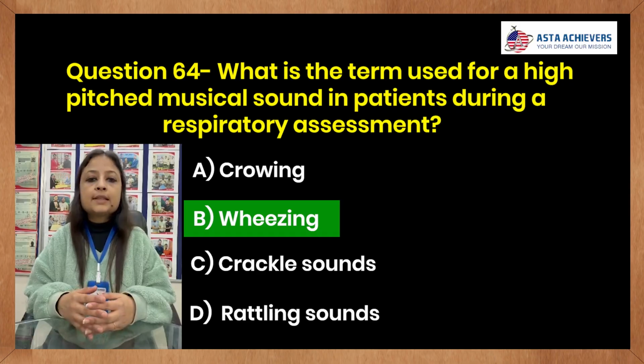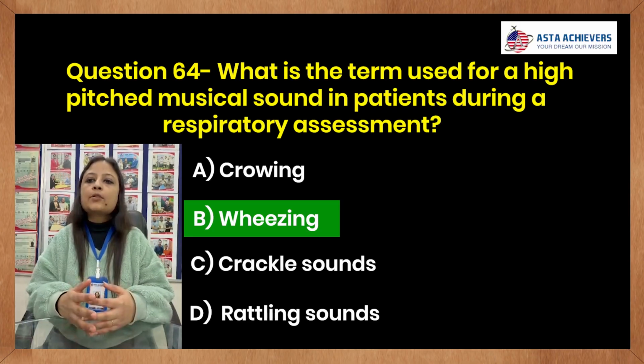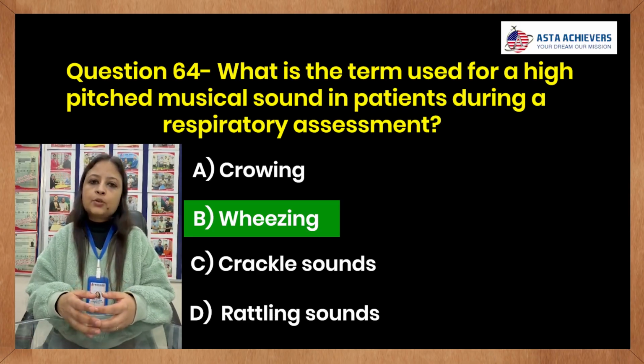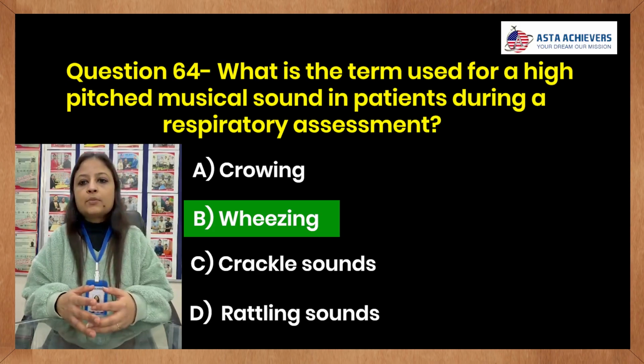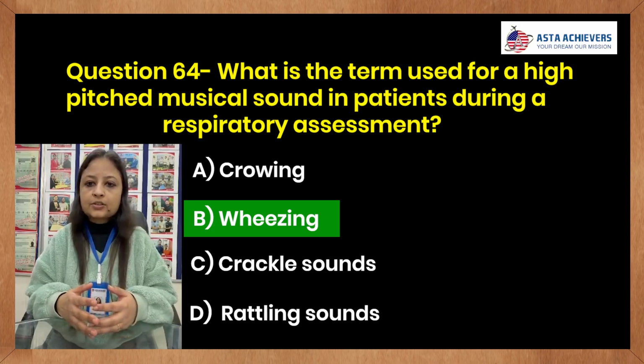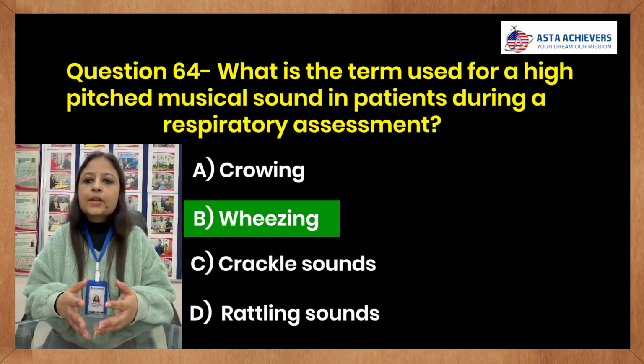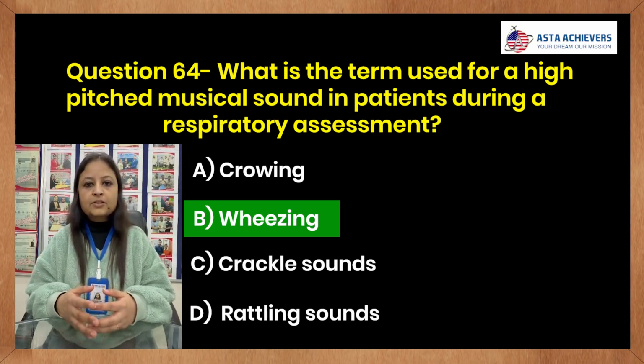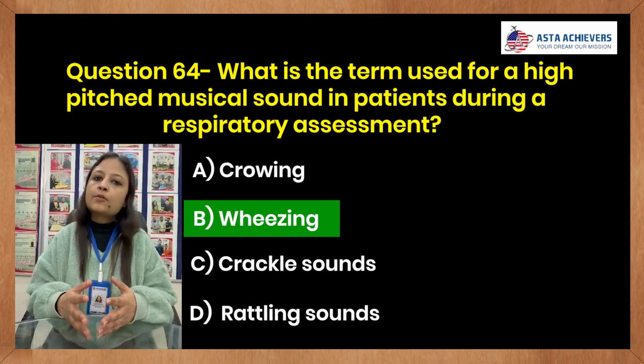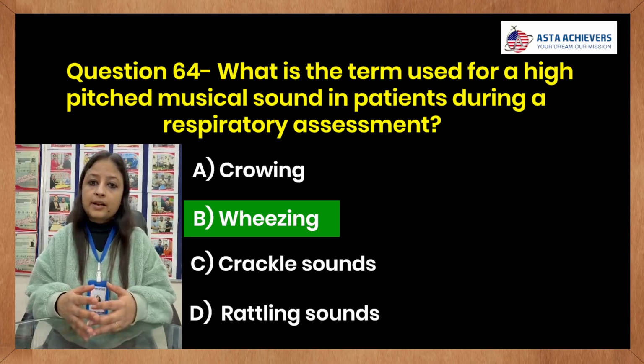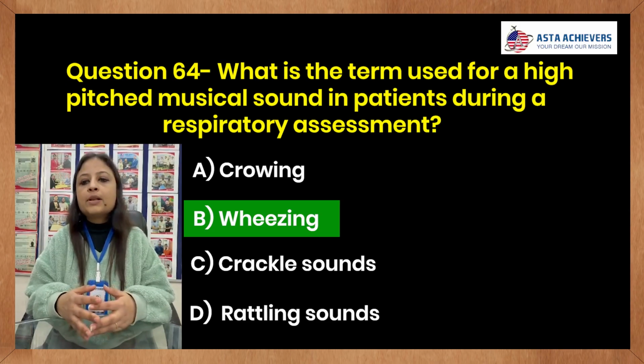So option B, wheezing sound is the correct answer, because a wheezing sound is a high-pitched whistling noise during breathing, usually from a narrowed or obstructed airway, most commonly during exhalation. Or in case of a Korotkoff sound, these are the sounds heard with the stethoscope during blood pressure assessment. Or in case of crackle sound or rales, these are short popping or bubbling sounds in the lungs.